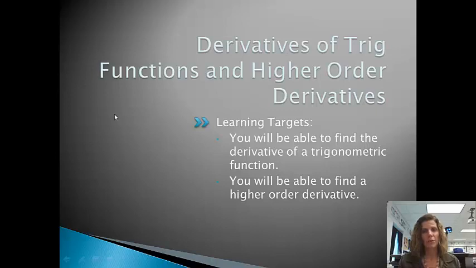So far we've learned that the derivative of the cosine of x is equal to negative sine of x, and the derivative of sine of x is equal to cosine x. And those rules came about because as we were looking at patterns of finding the derivative, those popped up as being rules. There are also other trig functions that have rules associated with them as well. At the end of this lesson, you'll be able to find the derivative of a trigonometric function. You'll also be able to find a higher order derivative.